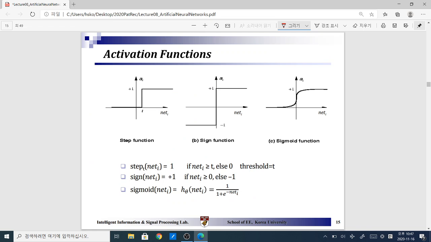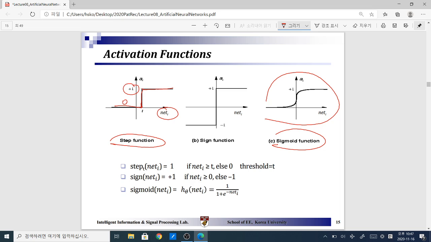And we just showed that the typical activation function would be the sigmoid function, which I'm sure you've seen so many times now, because the same sigmoidal function was used in the logistic regression learning model as well. There are other activation functions as well. For example, the step function says that if the net value is greater than or equal to, say, t, which is a threshold, then it's going to be +1. Otherwise, it's going to be 0.